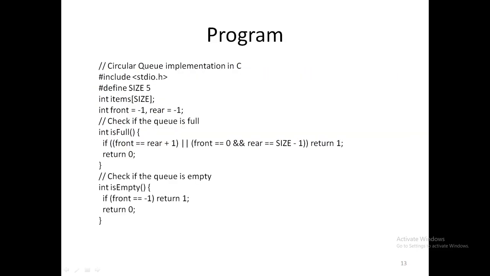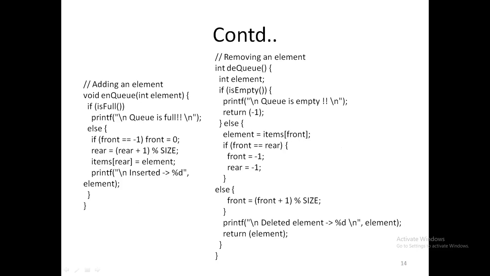For the implementation, we need to make front minus 1 and rear minus 1. If it is full, it means front is 0 and rear is equal to size minus 1. It is empty when front is minus 1. That's it. For the NQ, verify it is not full, and then if front is equal to minus 1, make it front 0, and rear is equal to rear plus 1 mod size. In the rear element, we insert the item.